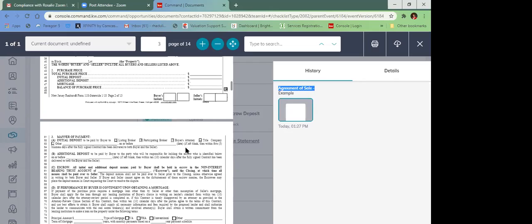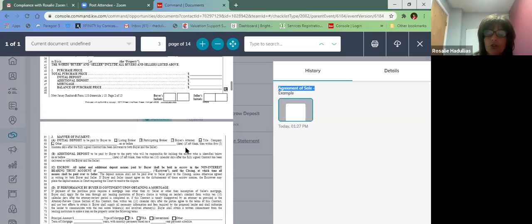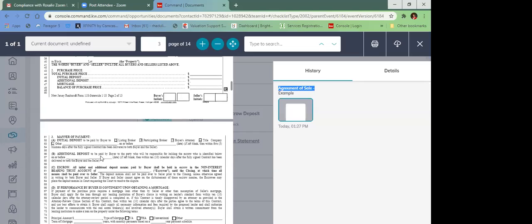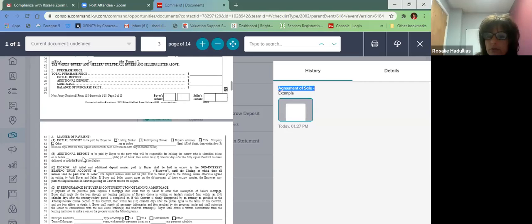5 days is a long time to wait for that deposit check. That again, that's just my opinion. But you guys can run your business any way you want. Line for paragraph B. Yes. Paragraph B would be additional deposit.